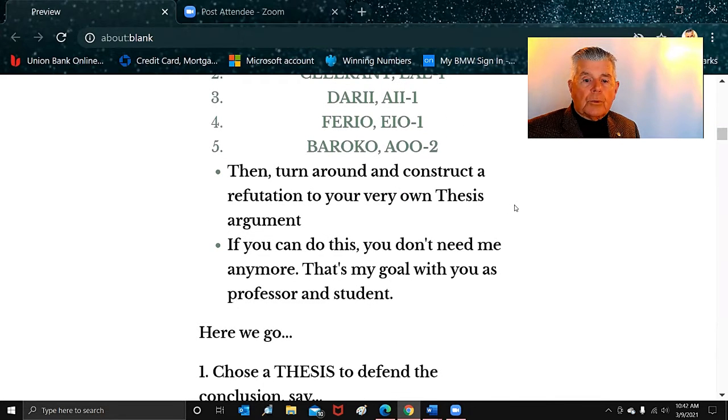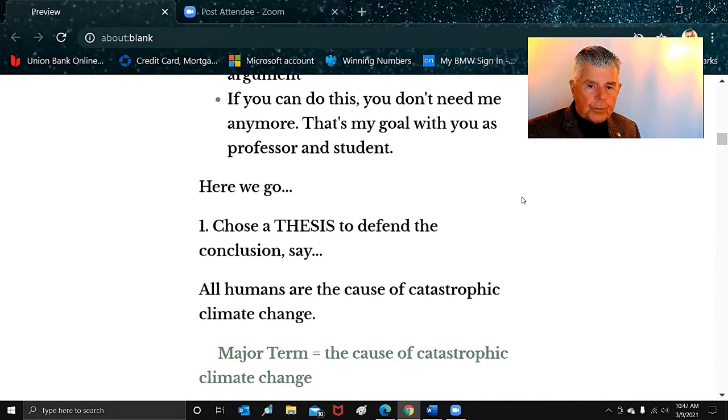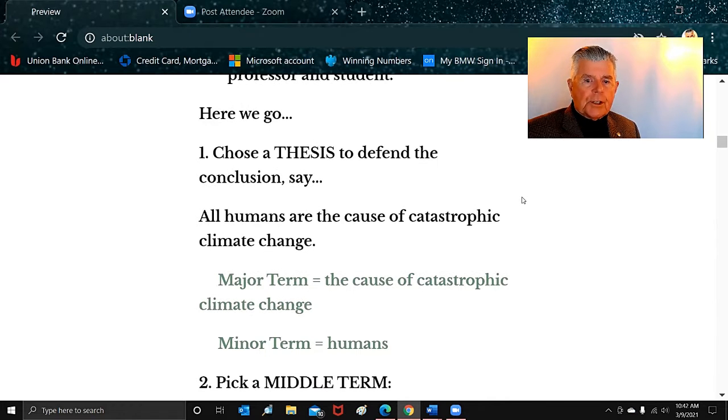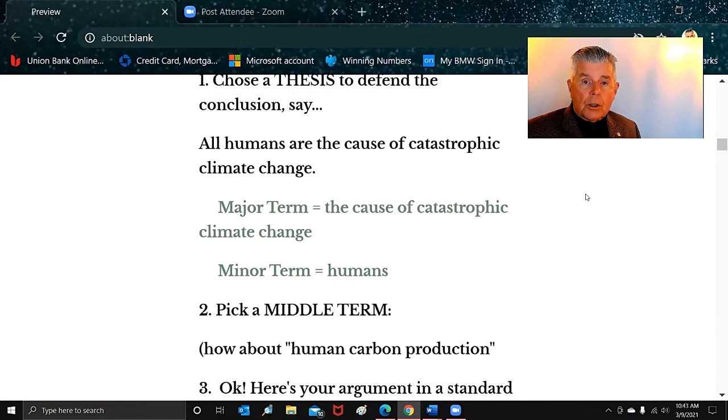So then you turn around and construct a refutation of your own thesis. So let's start the process off by walking you through each of the steps. Step one, you choose a thesis to defend, and it's in the form of a conclusion. Let's choose a controversial topic that a lot of people are debating today. Here's one: All humans are the cause of catastrophic climate change.